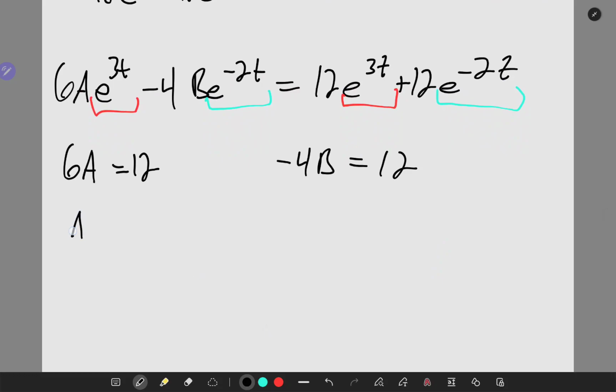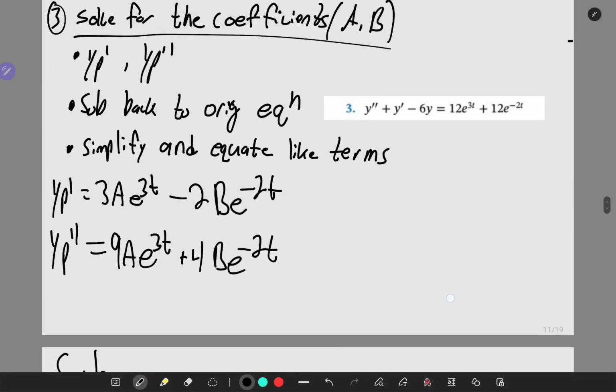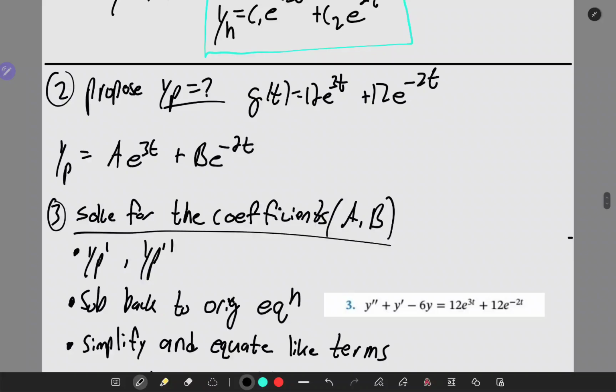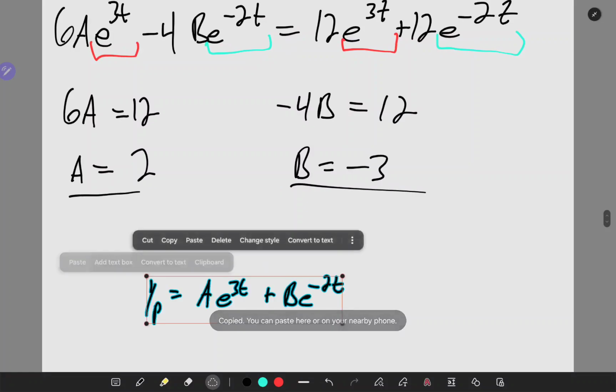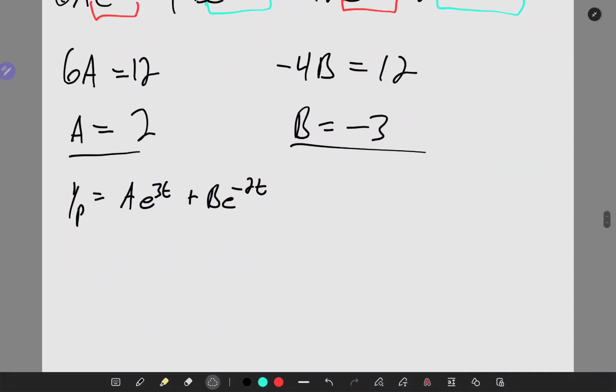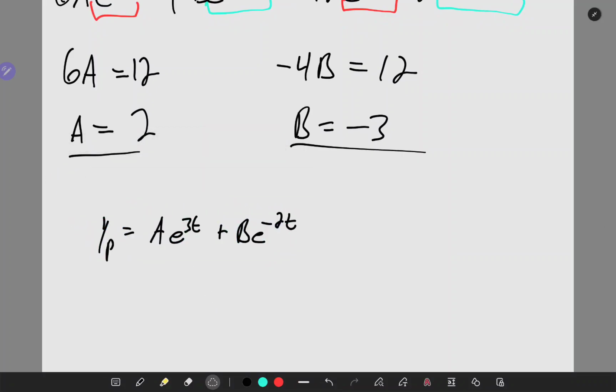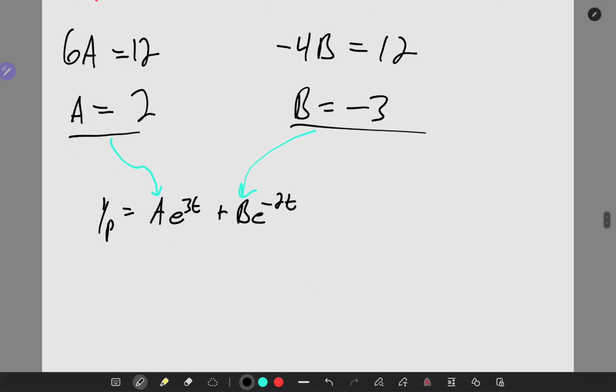So anyways, a would then be 12 divided by 6 is 2, and b would be 12 divided by negative 4, which is negative 3. So here's my a, here's my b. Let's go back to our y sub p. Let me copy this. Now that we're here, we're going to substitute back in for here and for here, and we get y sub p is 2e to the 3t minus 3e to the minus 2t.